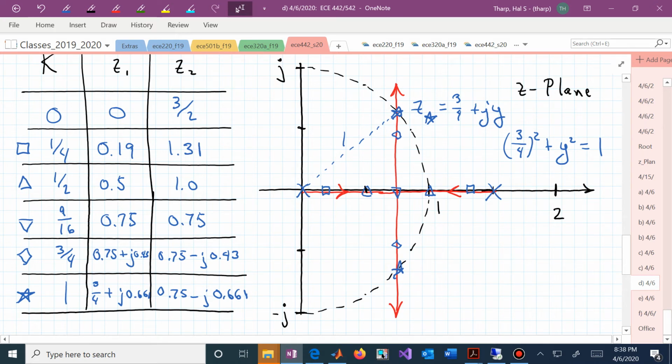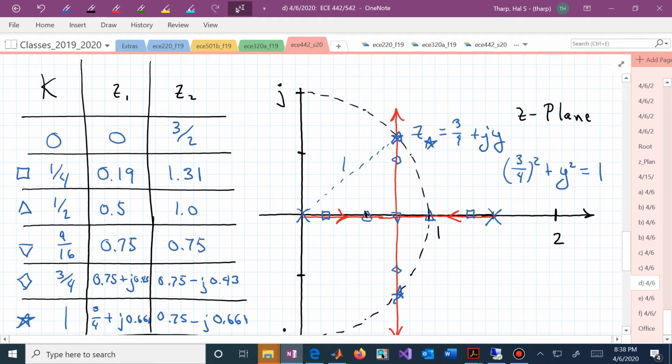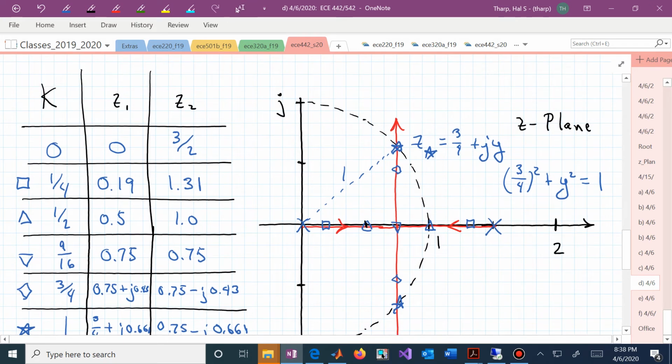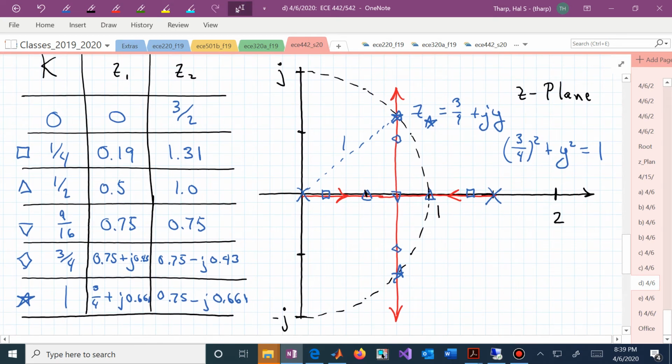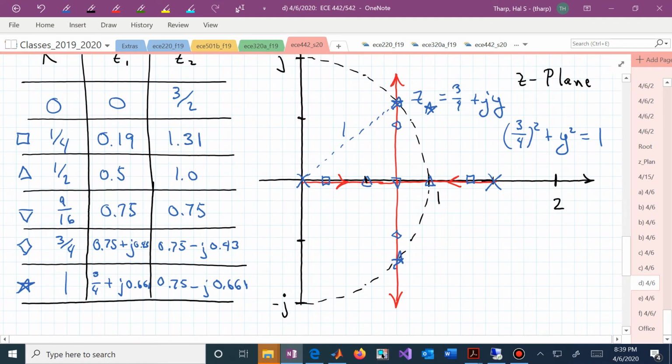When we adjust the gain to more than 9/16, the poles do not stay on the real axis. They actually separate, and they maintain the real value of 0.75, but now they become complex, with a complex part of 0.43 and minus j 0.43, and that's this diamond shape. At the star, the gain k is 1. Again, the real value has not changed. It's still 3/4, and the imaginary part we can actually compute.